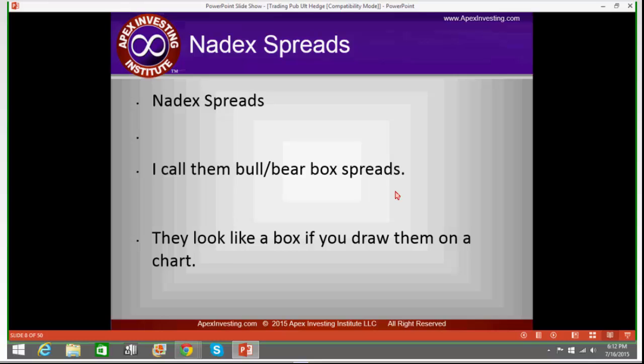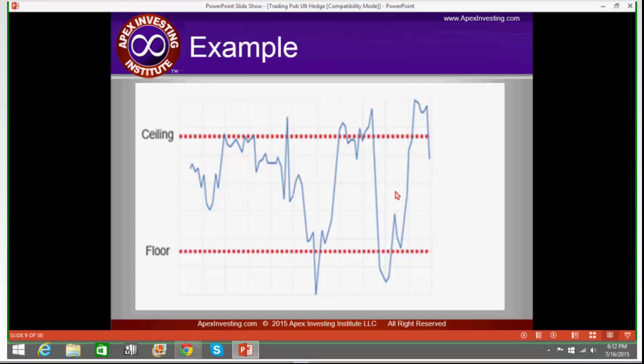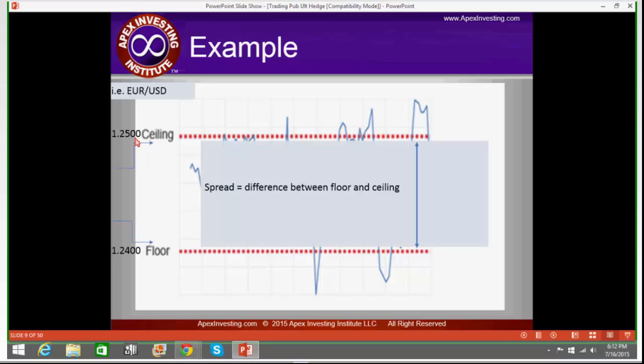Nadex calls them bull or bear spreads. We like to call them box spreads, because if you draw them on a chart, they look like a box. Basically, a spread has a floor and a ceiling. So, quick example here. This is a little older, but let's say this was the euro dollar. Let's say the floor of this spread was 1.2400 and the ceiling of the spread was 1.2500. The spread is the difference between the floor and the ceiling. So the ceiling is 2,500, the floor is 2,400. We've got a difference of 100.